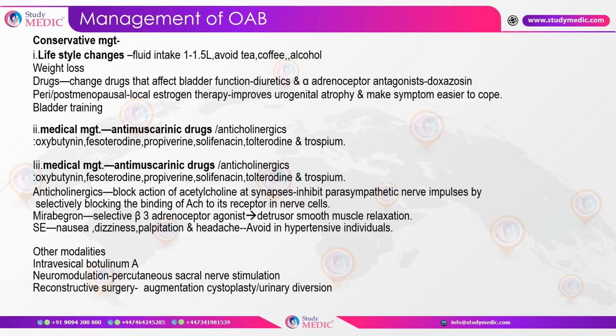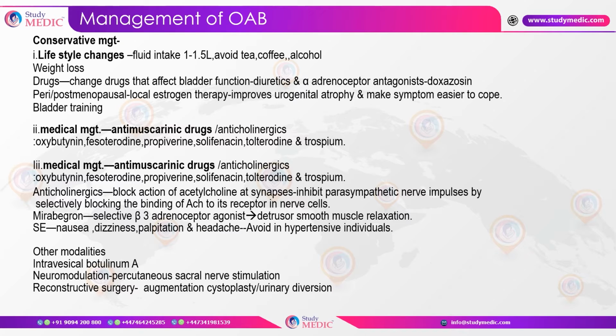Let us come to management of overactive bladder. Remember, in the UK or in the NHS, the initial management is always conservative management. So ask the woman to make some lifestyle changes. Her fluid intake should be 1 to 1.5 liters per day. She should avoid any caffeinated drinks and avoid alcohol. If BMI is more than 30, encourage her to lose weight.